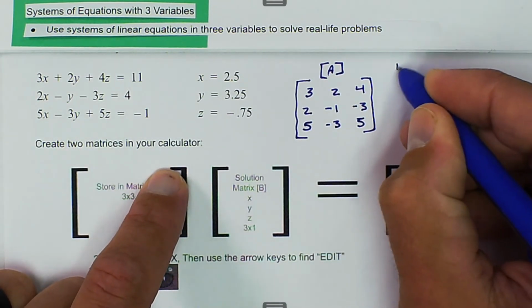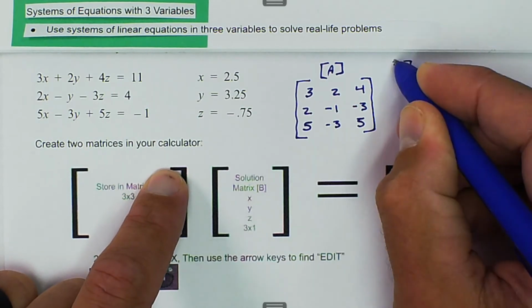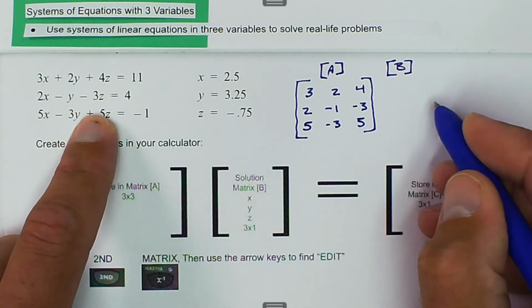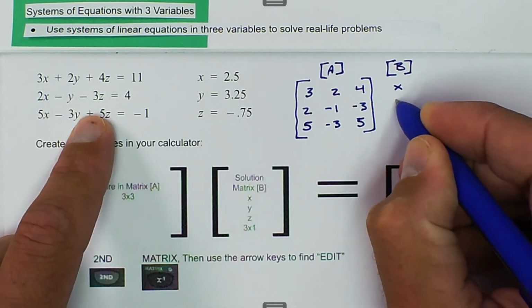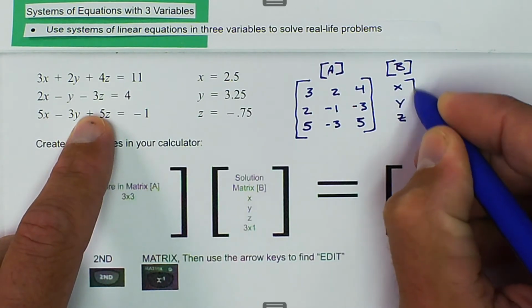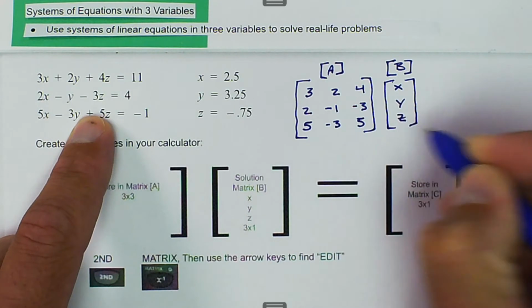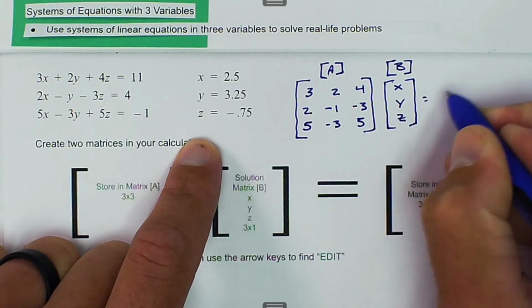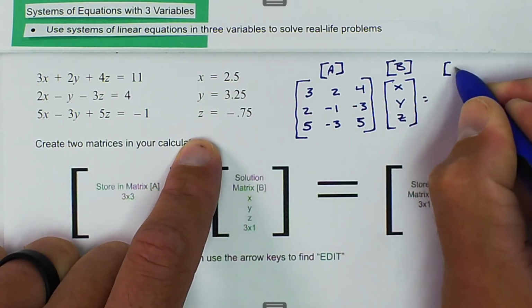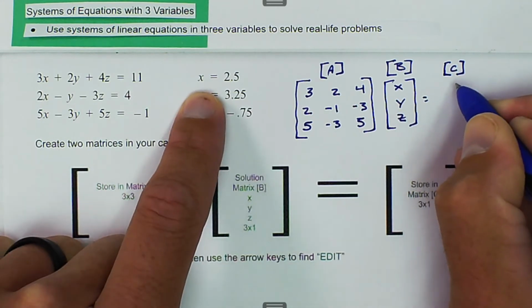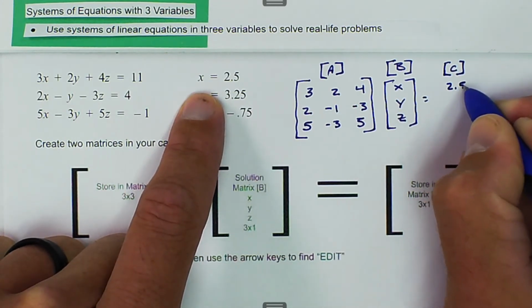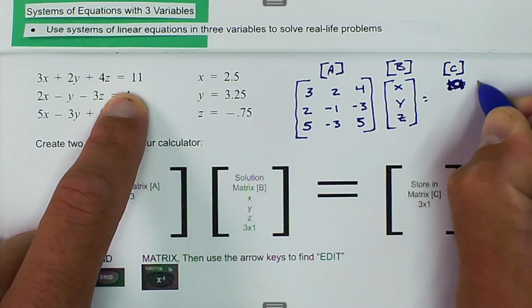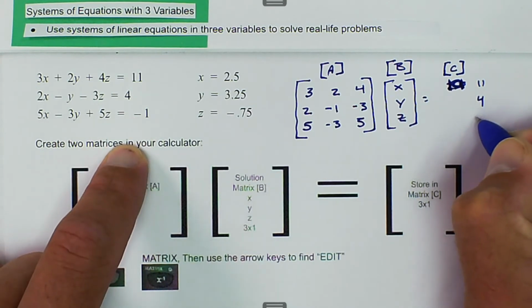Matrix B is going to be a matrix of just the variables. So the only variables in here are going to be X, Y, and Z. So that will give us our solution, which is a matrix of C, which our solution should be 11. We'll write it over here. 11, 4, and -1.